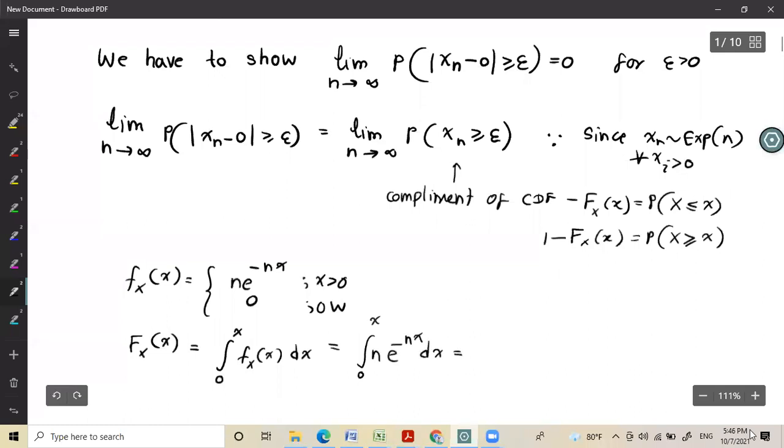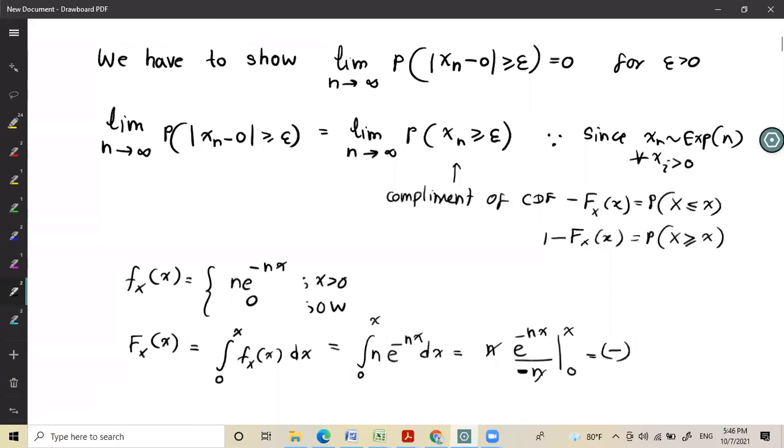You can try this with me. n is a constant, take it out. The antiderivative of e to the negative nx is e to the negative nx, and by the chain rule you have to divide by negative n. This you evaluate from 0 to x. So here's the answer of the integration. The n will cancel out, but you have the negative sign outside. When you evaluate e to the negative nx from 0 to x, at x it is simply e to the negative nx, minus, at 0, you have e to the 0.